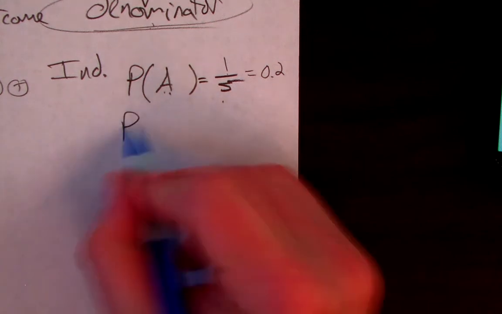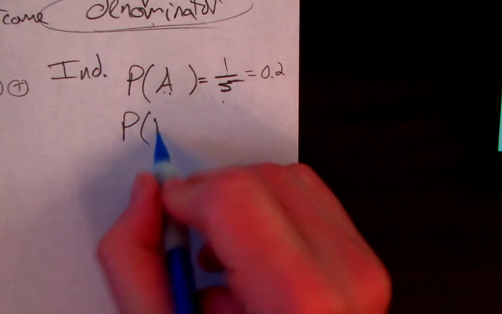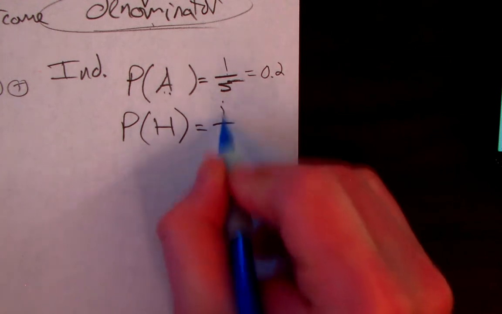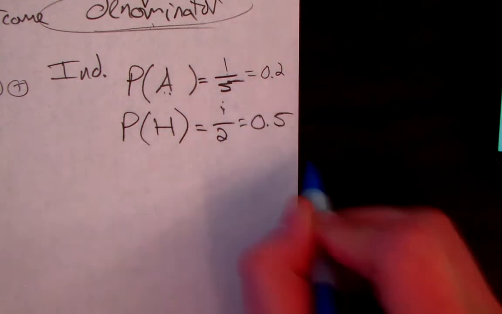Then we have the probability of flipping a tails, or excuse me, let's say flipping a heads. It doesn't matter because they are both the same. It is 1/2, which is 0.5.